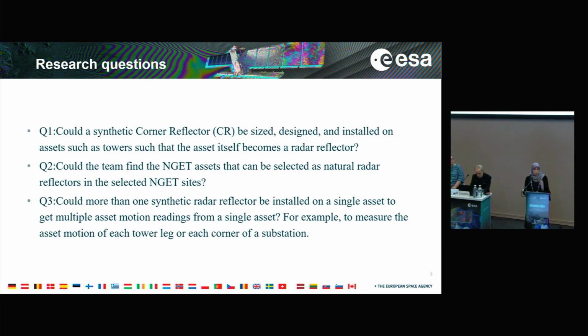Could a synthetic corner reflector be sized, designed, and installed on assets, such as towers, such that the asset itself becomes a radar reflector? Could a team find National Grid energy transmission assets that can be selected as natural reflectors in selected NGET sites? And question 3, could more than one synthetic radar reflector be installed on a single asset to get multiple asset motion readings from a single asset, for example, to measure the asset motion of each tower leg or each corner of a substation?